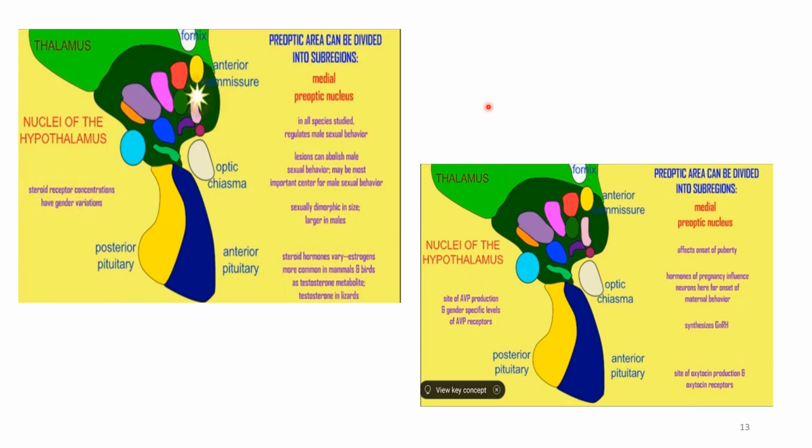So these are the functions of the medial preoptic nucleus. It controls the sexual behavior, affects the onset of puberty, synthesizes GnRH, oxytocin, and AVP, that is arginine vasopressin.